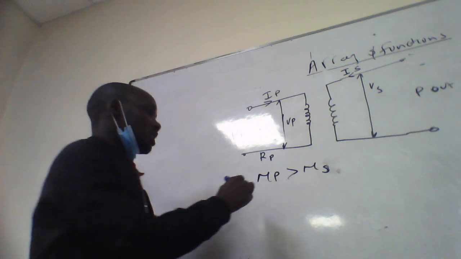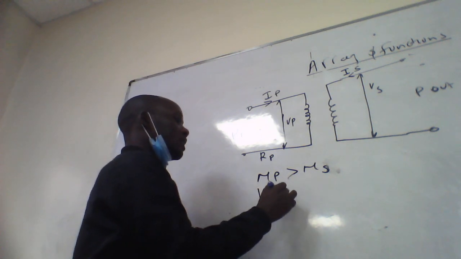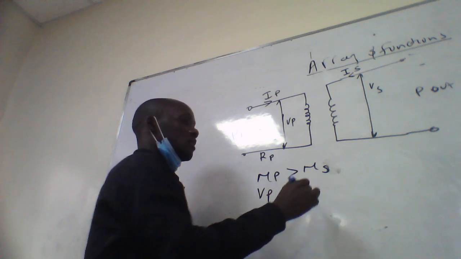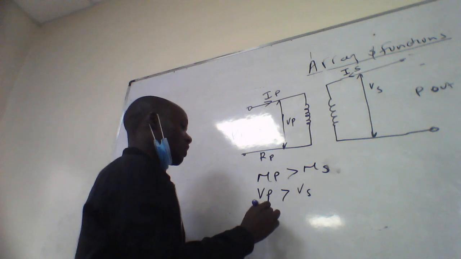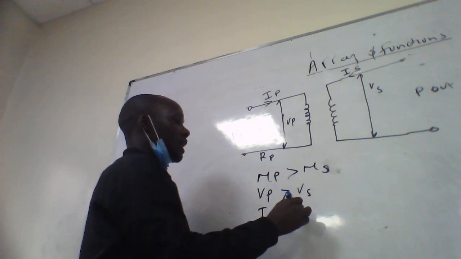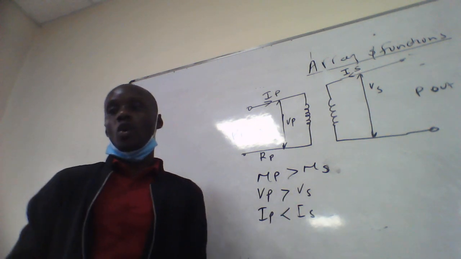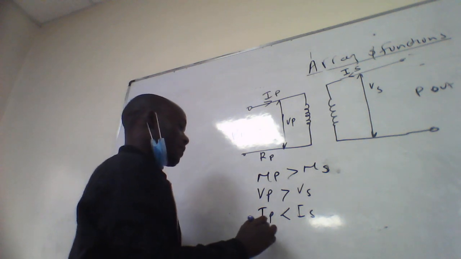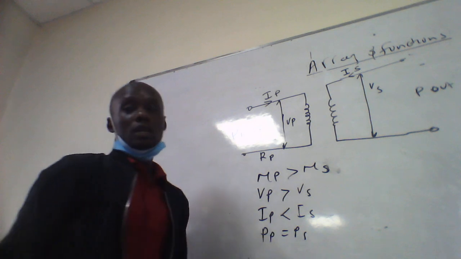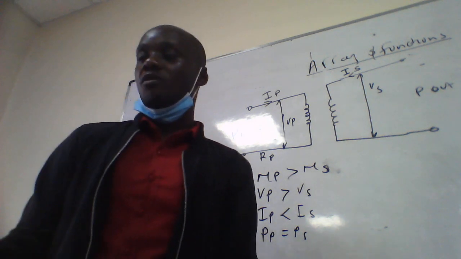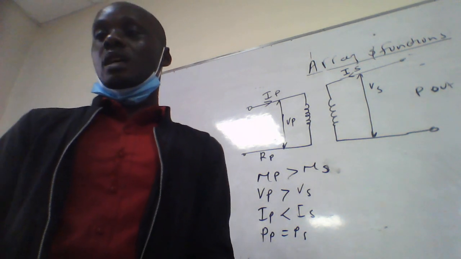Another feature is the voltage. Voltage on the primary coil is greater than voltage on the secondary coil. Another feature is current. Current on the primary coil is less than current on the secondary coil. Lastly, you have power. Power dissipated on the primary coil is equal to power on the secondary coil. So basically, those are the features of that particular transformer.